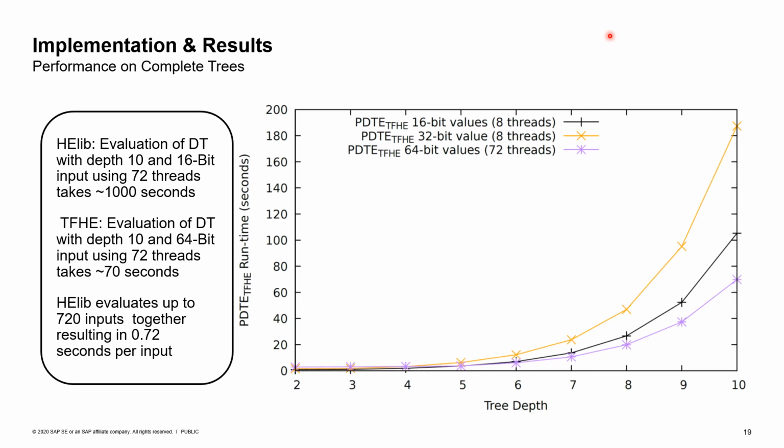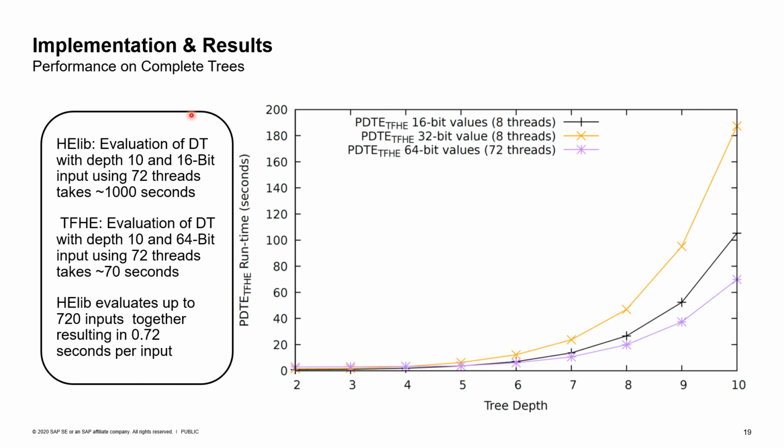On this slide, we have the result of the implementation using TFHE for different input bits using different threads. So here we can first see that multi-threading improved the computation cost. For example, here we have the line for the 32-bit inputs, and here the line for 16-bit input, but they're using a smaller number of threads. But here we have the lines for 64-bit input and 72 threads, and it shows that multi-threading improved the running time of the protocol.